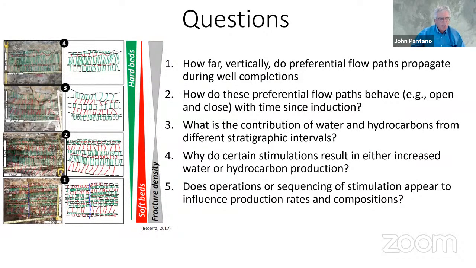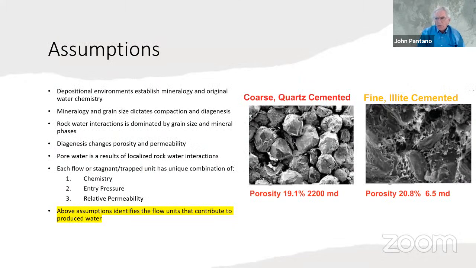And so we really tried to figure out, well, how can we actually ground truth this? We can't dig up the earth and actually see where the fluid's flowing, but is there some way for us to trace back where did that fluid come from? So we started off with some assumptions, and none of this is radically earth-shaking. It's like, well, depositional environment establishes both the mineralogy and the pore water chemistry.